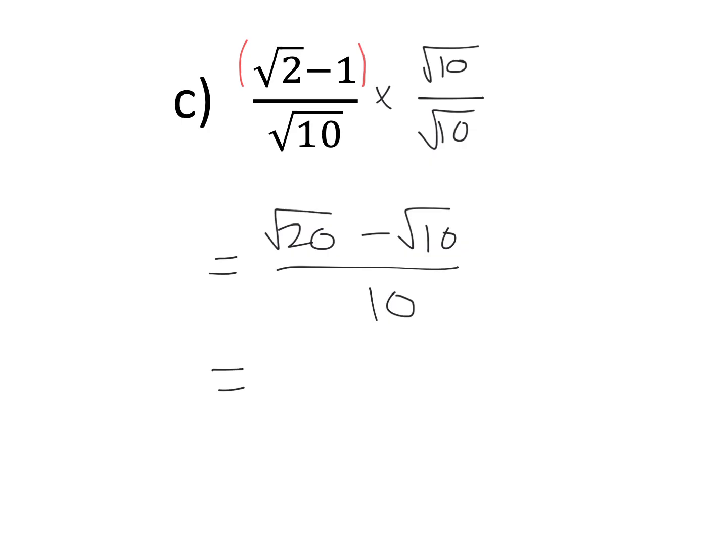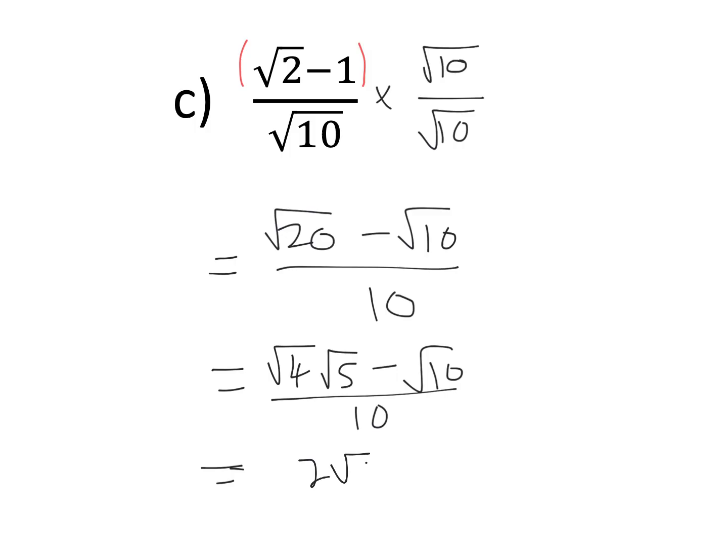You just need to simplify the numerator. Root 20 is root 4, root 5. Root 10 we can't simplify. 10 is okay in the bottom. And to finish that off, the root 4 is the same as 2. So we've got 2 root 5 minus root 10 over 10.